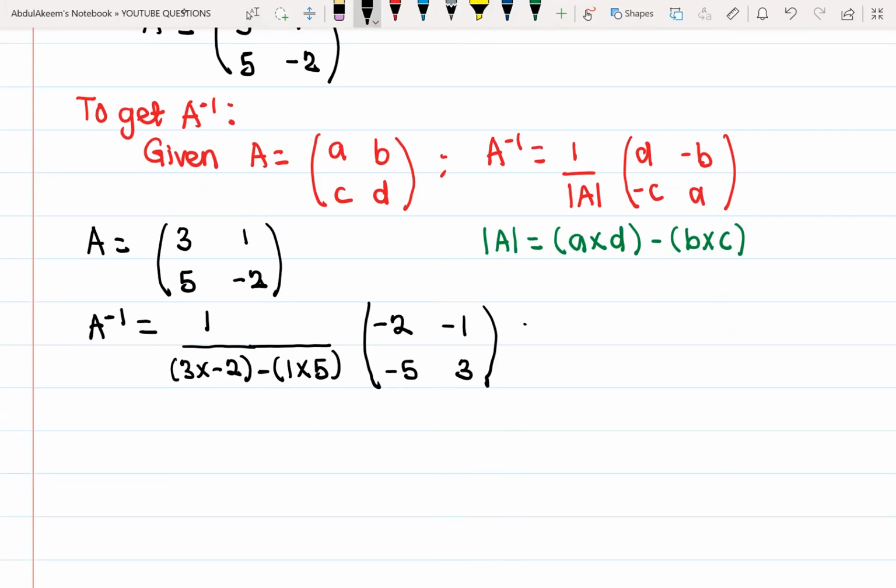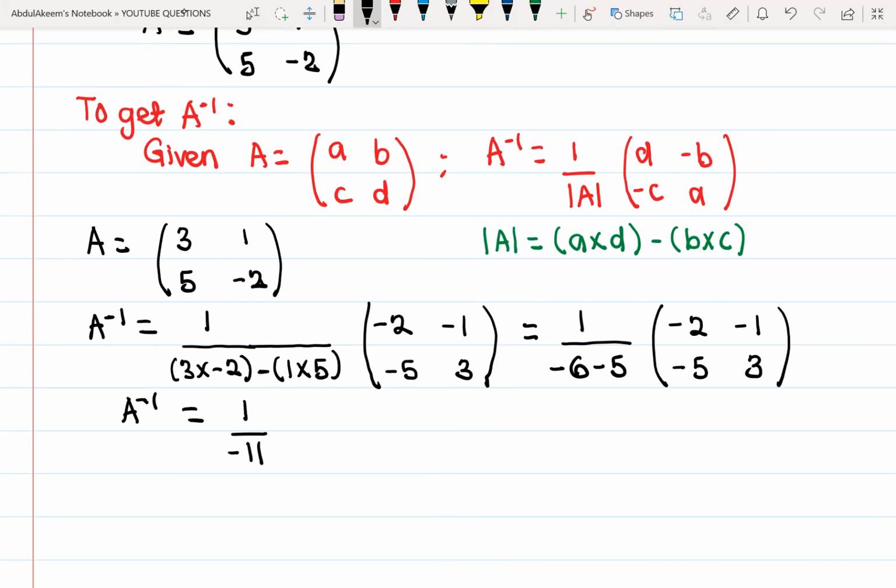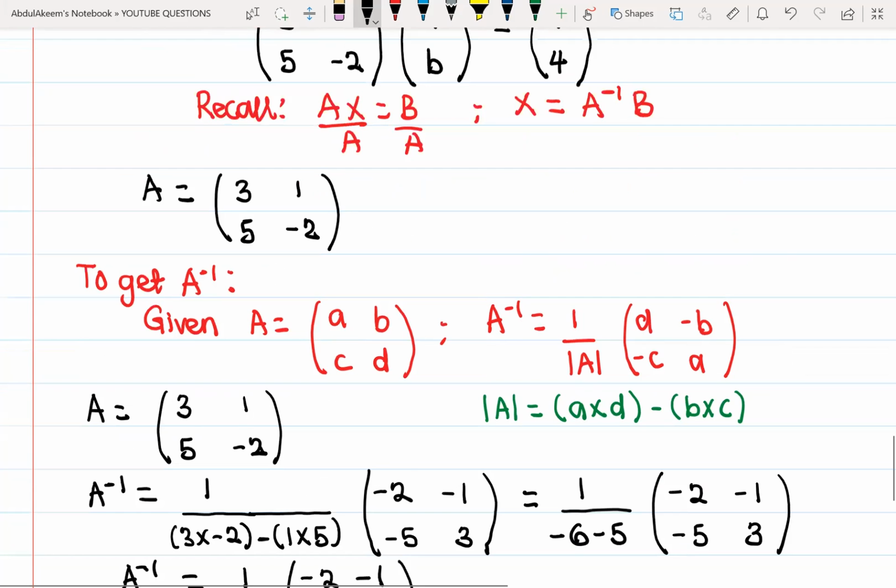So when I proceed further, what will I have here? I'll have 1 divided by minus 6 minus 5, which is minus 11, with the matrix [-2, -1; -5, 3]. So my A inverse equals 1 divided by minus 11, open bracket, minus 2, minus 1, minus 5, and 3. So I've been able to get the value of A inverse. So we are still looking for X.